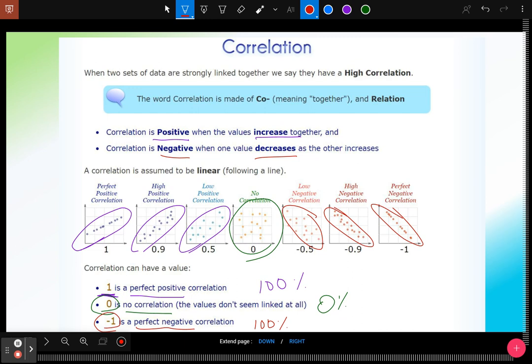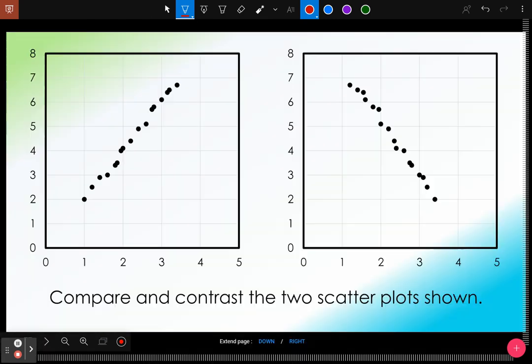I'm trying to think of a good example of it. As the temperature goes up, the amount of ice cream that's still frozen goes down because it's going to be melting. The hotter it gets, the more it's going to melt. So that's one example of a negative correlation, meaning one thing going in the positive direction causes the other thing to go in the negative direction.